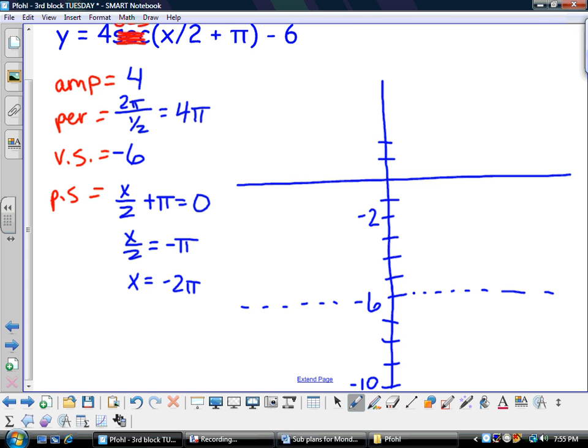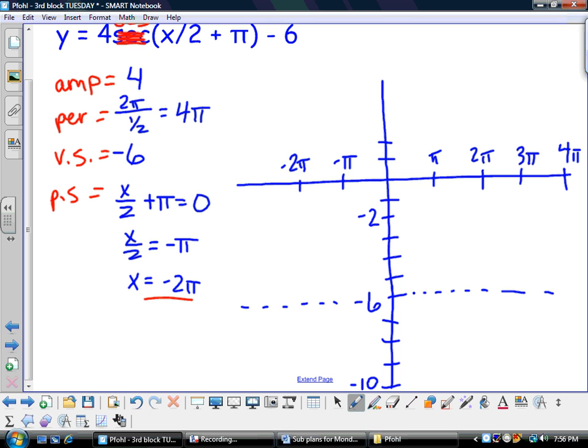Then we're going to mark the period and cut that into 4 parts. Then we'll use the phase shift to figure out where this graph is going to start. The phase shift is -2 pi. So I'm going to mark back to -2 pi.